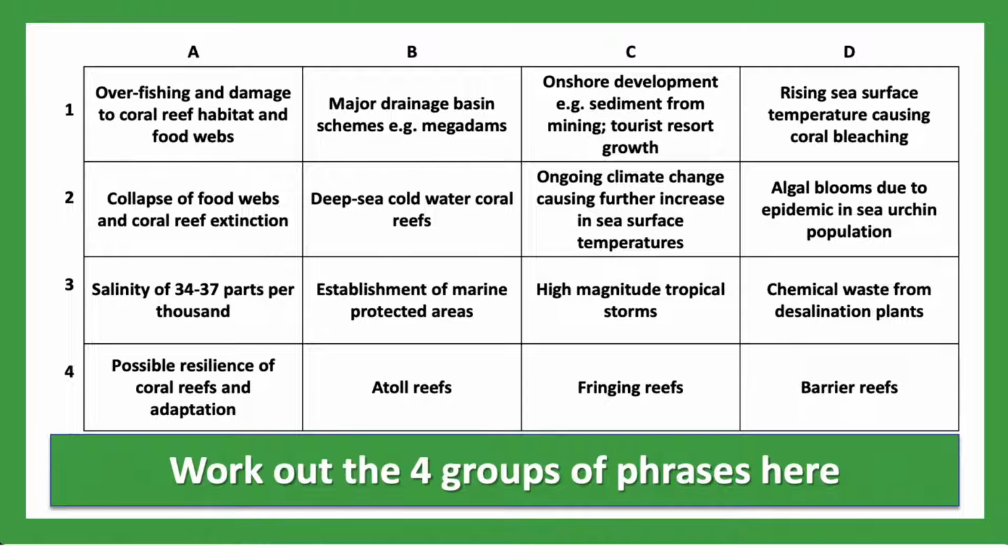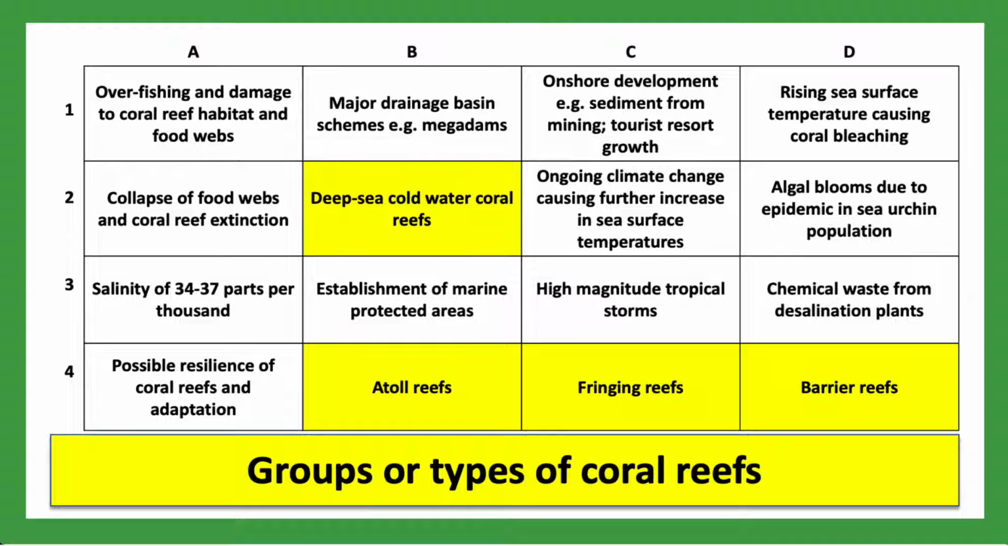Okay, good. So the first group that we're looking for is groups or types of coral reefs. For these 4 answers here, we could have had 2B, 4B, 4C, and 4D. So that's how this activity might work if you struggle with that first one. So think about what the next group might be, or groupings.